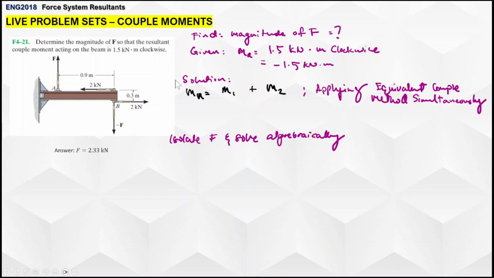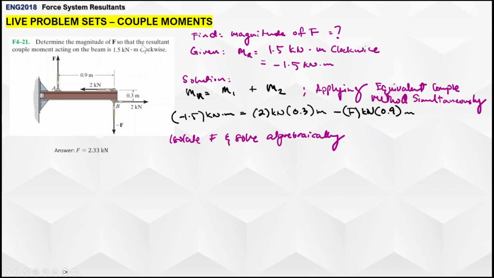So we have two couple moments here. So moment 1 and then moment 2. This is our couple moment here. This is a couple moment here. Okay. So essentially, that's going to be negative 1.5 kilonewton meter. That's our given resultant moment, which is already specified in the problem.